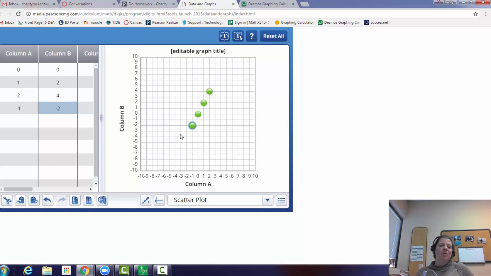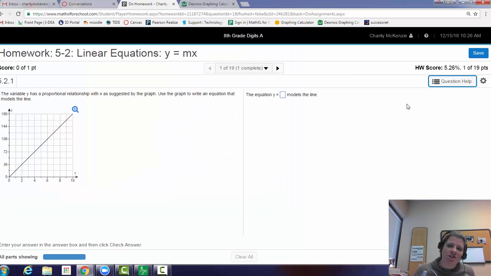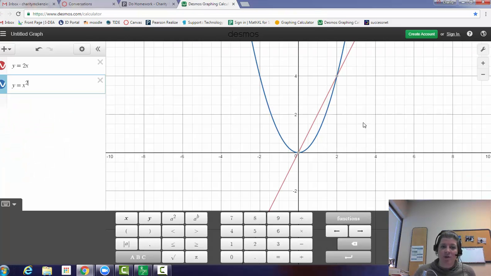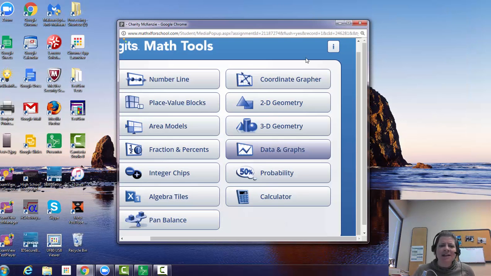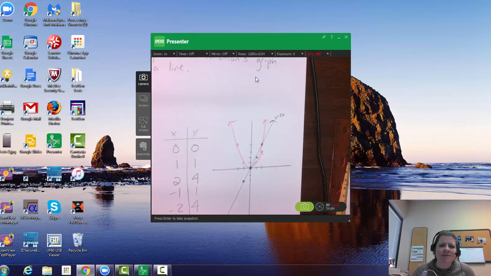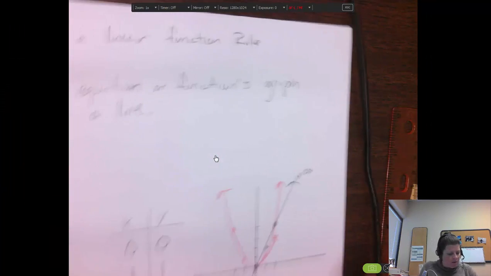It graphs the points. And I really do like some of these tools in here and wanted to make sure I showed you them, whether they're helpful or not. I really do like the Desmos for whether it's linear or not linear. But let's look at a couple more problems that we would see in our homework.